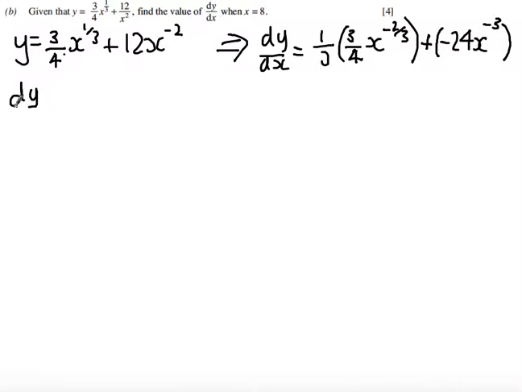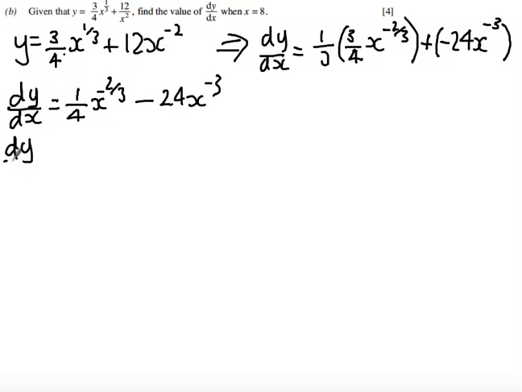Okay, let's tidy up this expression, because in a moment I want to actually calculate a value for dy by dx. So in my first term, the third and a 3 will cancel, so what I get is 1/4 x to the minus 2/3, and then minus 24x to the minus 3. Now, since I want to calculate with this, I want to really understand my roots and reciprocals a bit better, so I'm going to rewrite this using roots and reciprocals.